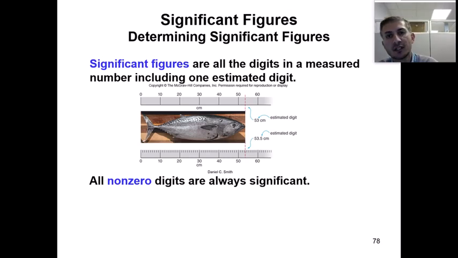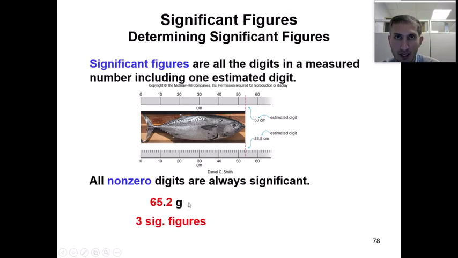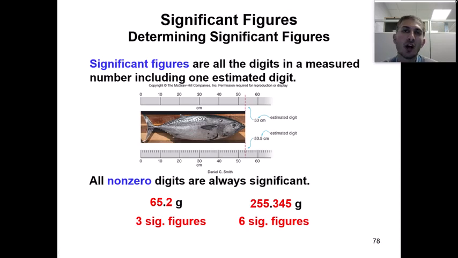Regarding the significant rules, we should know two types of rules. First rule, as you see on the slide, all non-zero digits are always significant. If we have a measured number like this one, 65.2 grams, we have non-zero digits, and we call them significant. 1, 2, 3. This measured number has 3 significants. It doesn't matter if our unit is grams, centimeter, or seconds. Whenever we have any measurement, we may need to count significants.